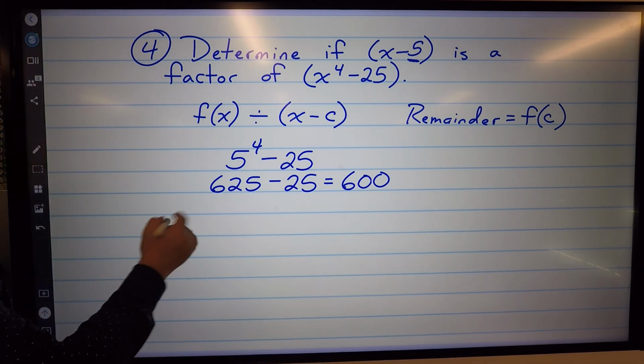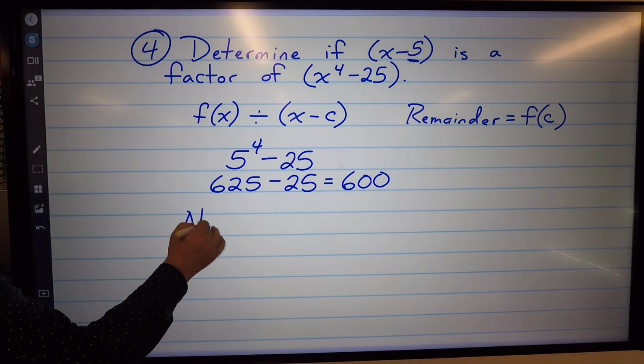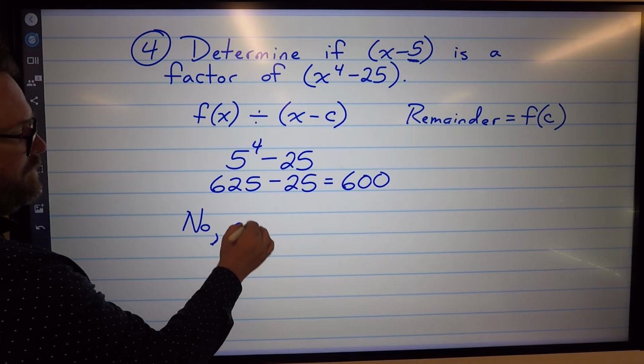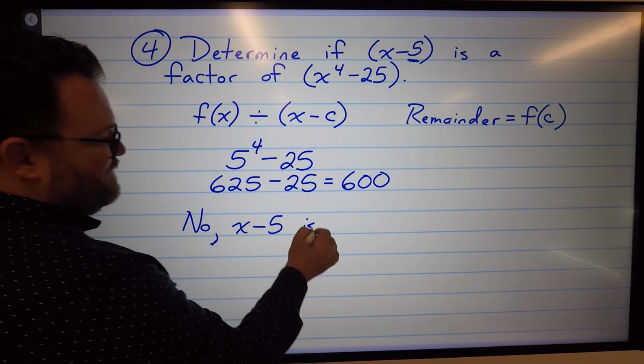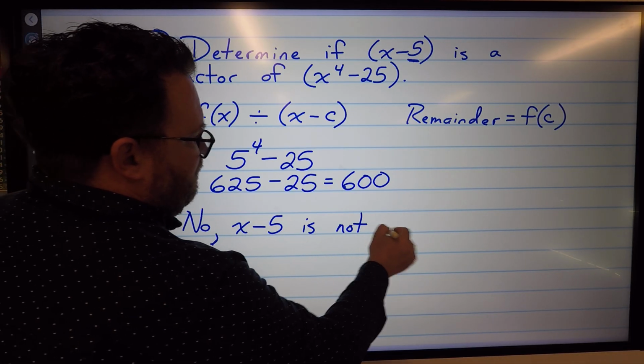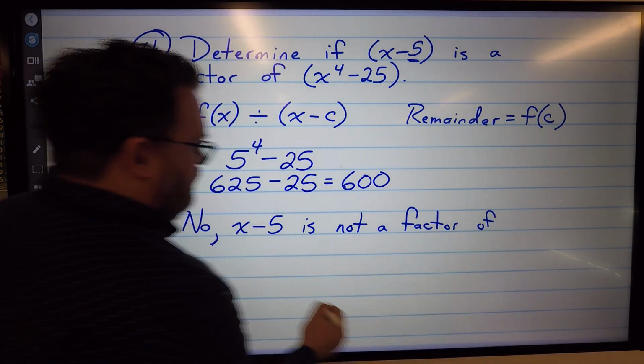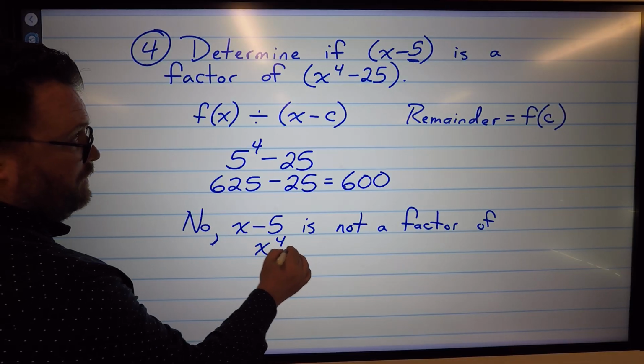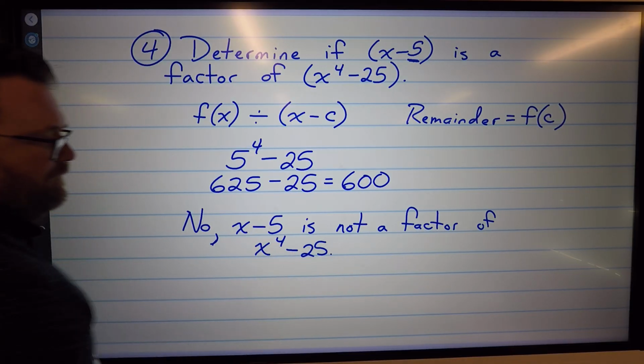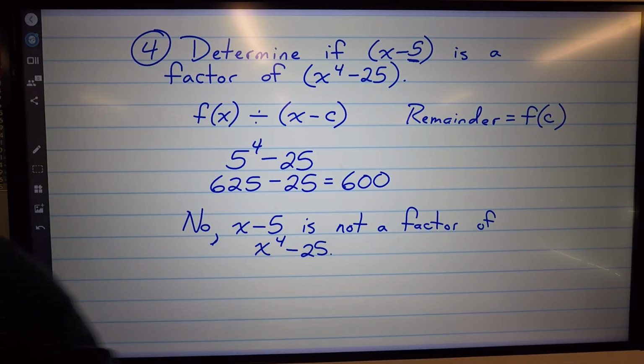So I would state, because it's not 0, no, x minus 5 is not a factor of x to the fourth minus 25.